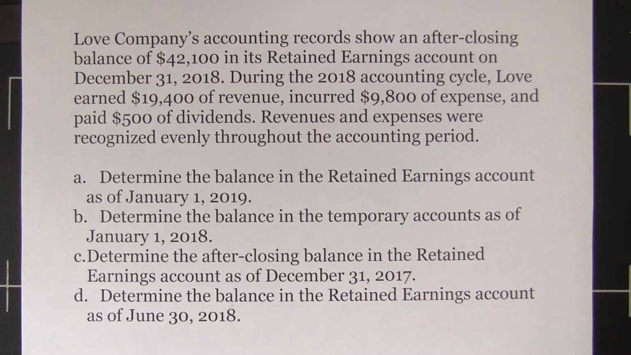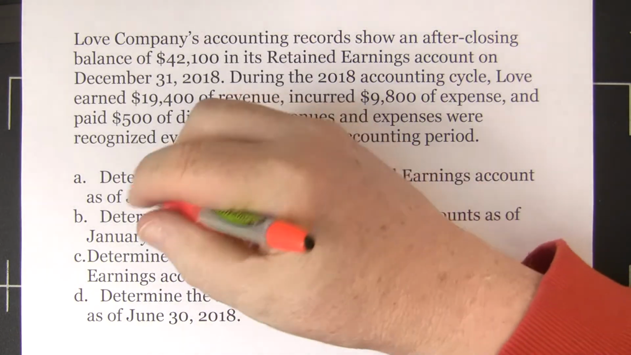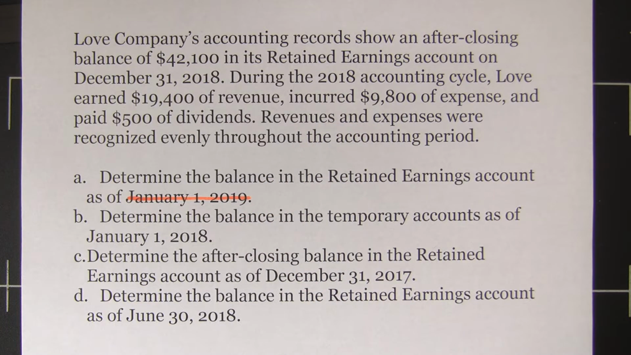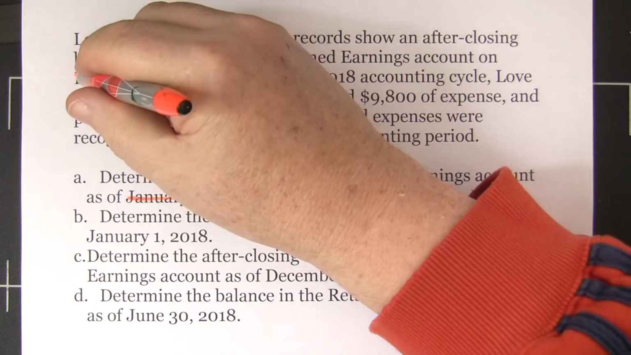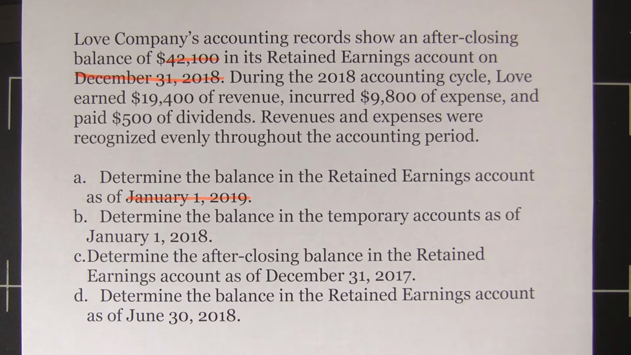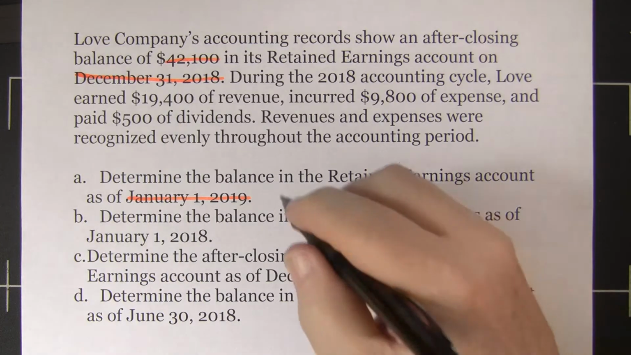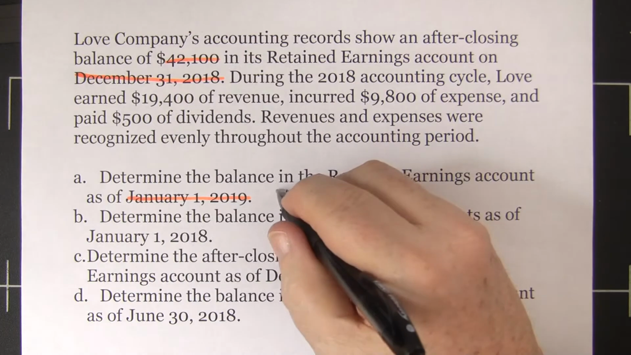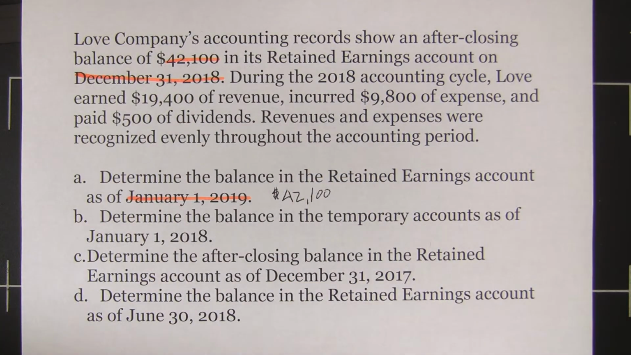Well, they want us to first ask, what's the balance of the retained earnings account on January 1st, 2019? Well, they told us that. They told us that when they closed on December 31st, 2018, the day before, the balance in retained earnings was $42,100. Well, how much business do you think they did overnight? So the opening balance for January 1, 2019 is exactly the same as the closing balance from 2018.